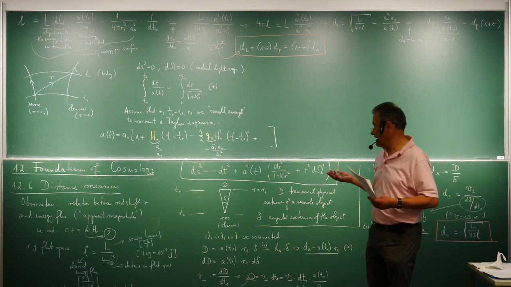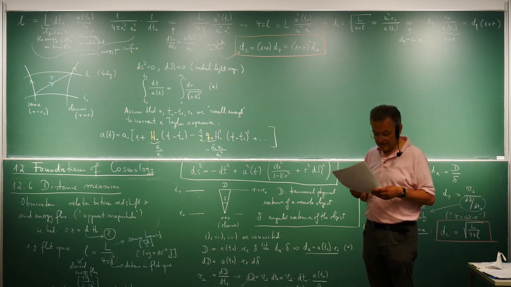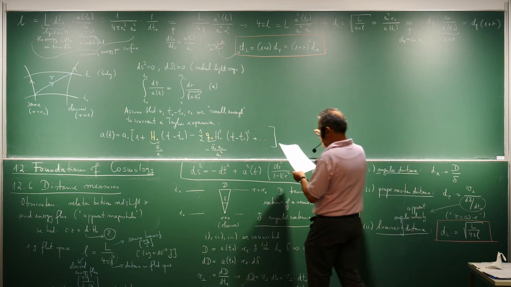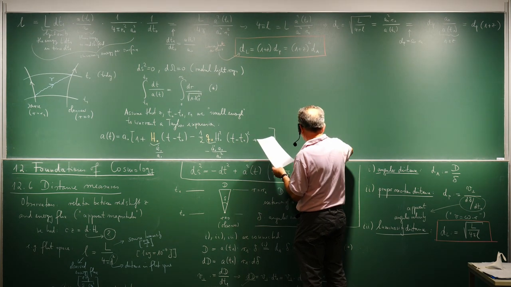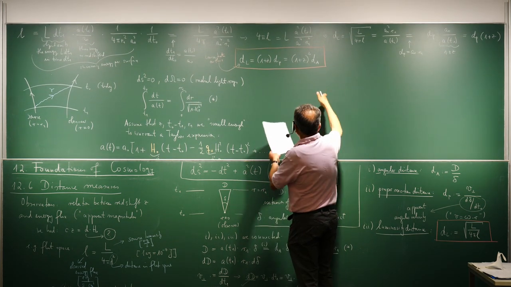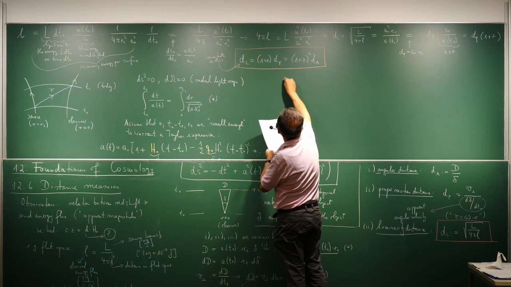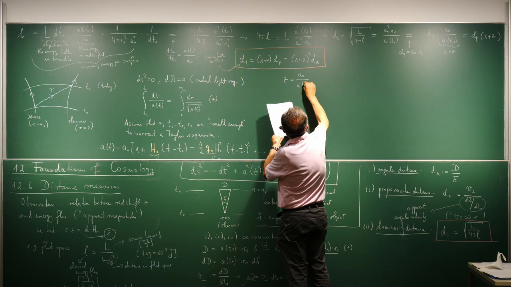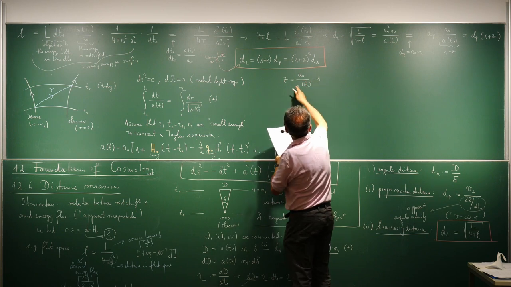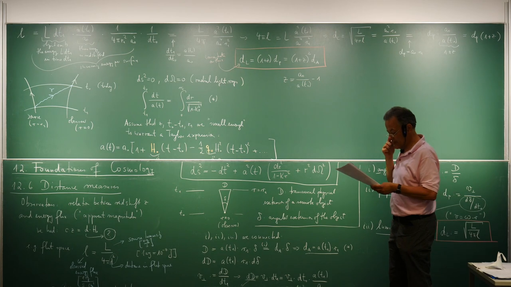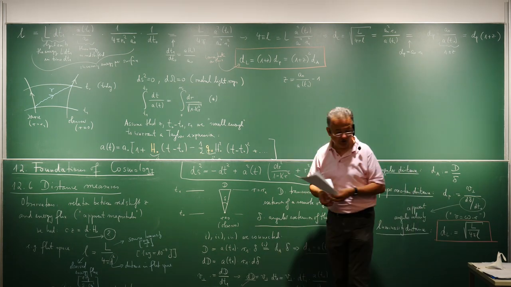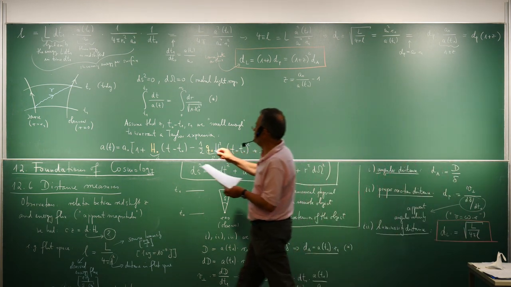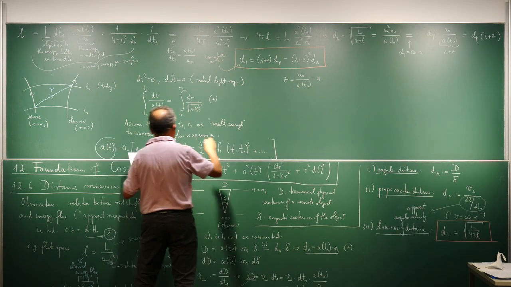Now we want to have a relation between z and these parameters. So let me then give you z is A naught over A of t1 minus 1. That's the usual: 1 plus z is the ratio of the A's. And now I insert here the expansion, evaluated at t1.